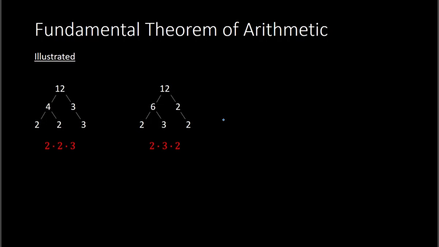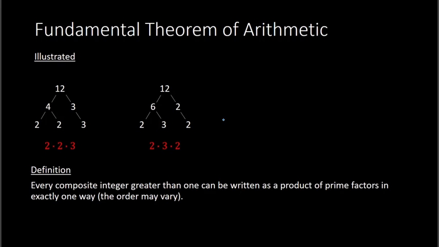So the fundamental theorem of arithmetic says that every composite number can be broken down as a product of prime numbers in only one way. Now the order can differ. So here we have 2 times 2 times 3, and here we have 2 times 3 times 2, but it's still the same product of prime numbers. The order is just different. So we can break apart any composite number like this. And that process is called prime factorization, because we're breaking apart this composite number into a product of only prime numbers.